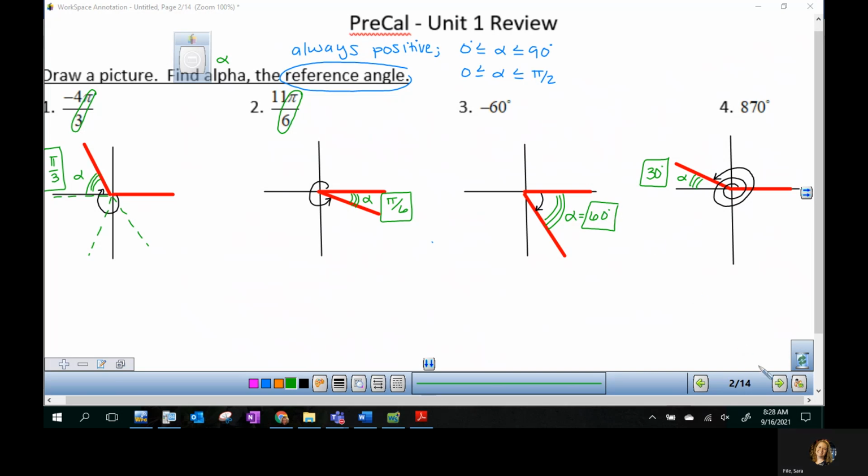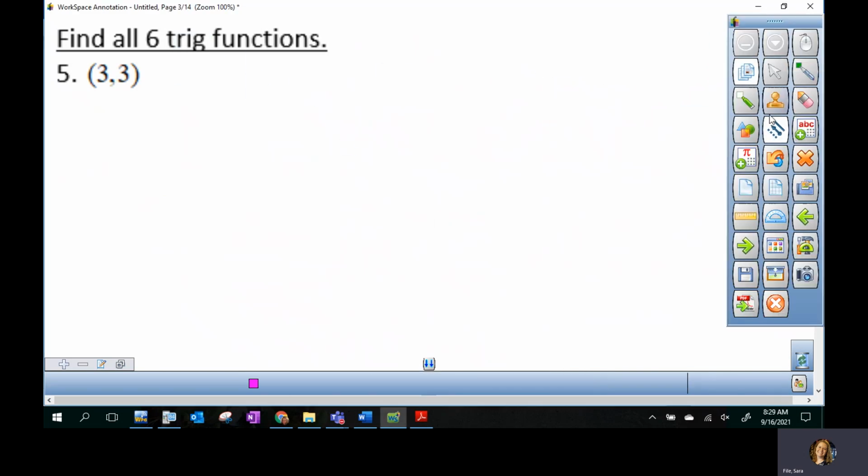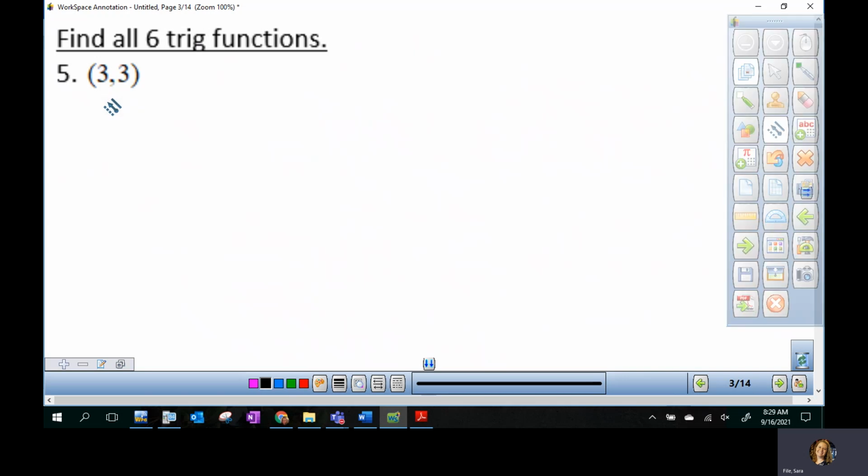Good? Okay. So the second section wants us to find all 6 trig functions. So the first thing I'm going to do, if you are given an ordered pair and you're told to find the trig values for an angle whose terminal side goes through this point, you need to plot the point and sketch the triangle to that point. The hypotenuse comes from the origin to that point.